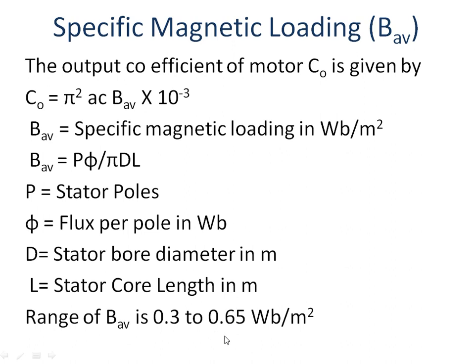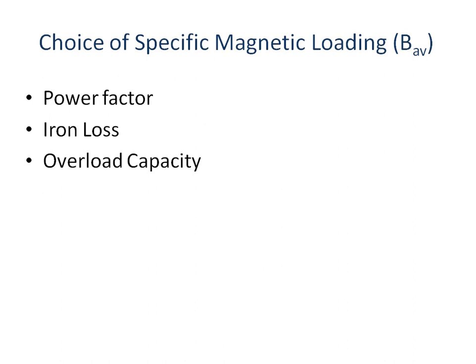0.65 is generally selected for say cranes or hoist or rolling mills type of applications. Otherwise the range is basically from 0.3 to 0.6. Again, here the designer has an option to select any value of BAV. So what are the parameters which the designer must take into consideration while selecting the specific magnetic loading value? So we are having three factors which we must take into consideration while we have the choice of specific magnetic loading. It's power factor, iron loss, and overload capacity.